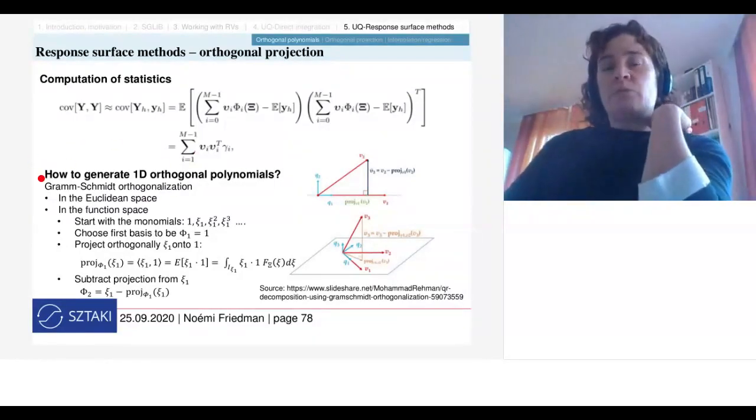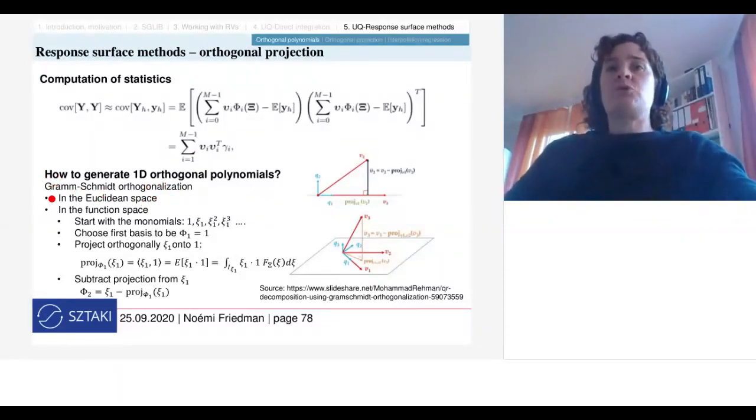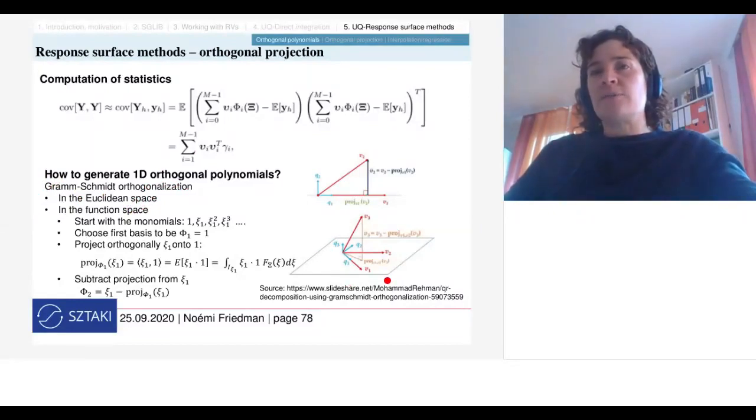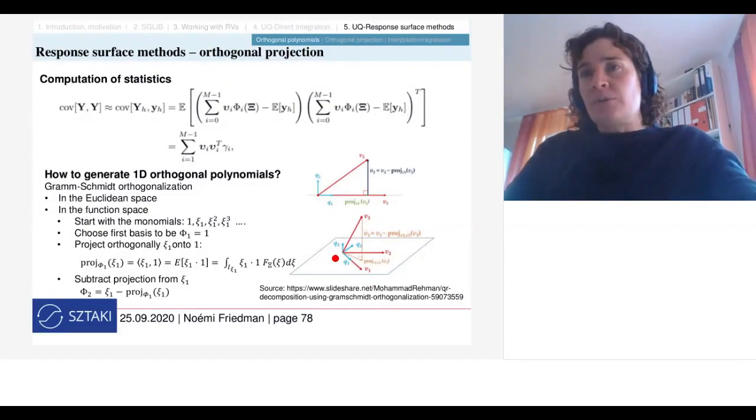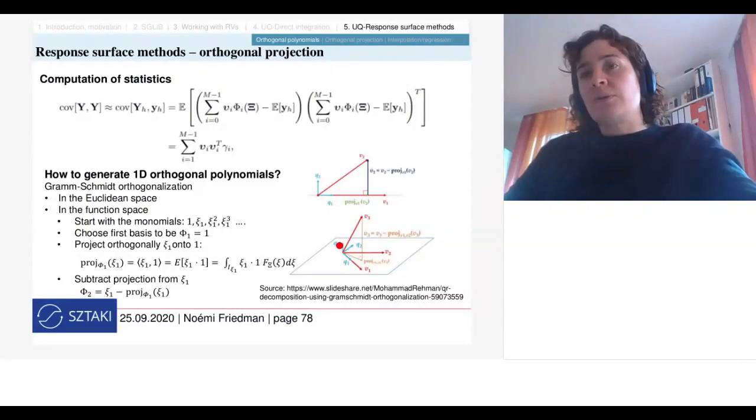How do I generate these polynomials? Now, the generation can be done by the Gram-Schmidt orthogonalization. If you're not familiar with the Gram-Schmidt orthogonalization, I'm sure you know it in the Euclidean space. If you have 3 vectors, for example, here I have v1, v2, v3 vectors. If you want to orthogonalize them, the way to do it is that you choose, for example, the first one to be v1. So this will be my q1, and you can normalize it if you wish to.